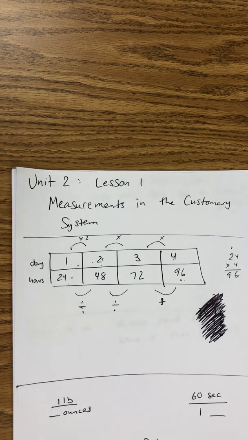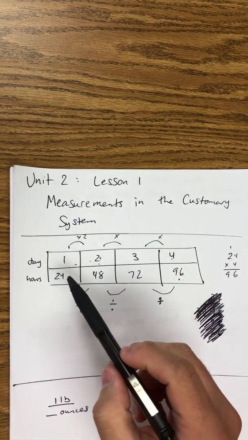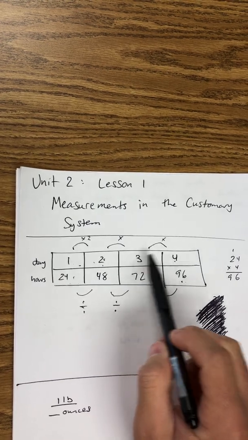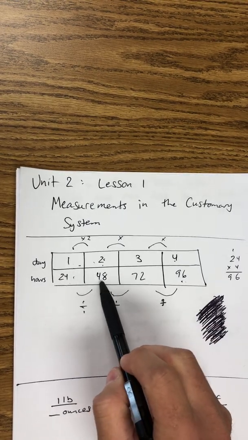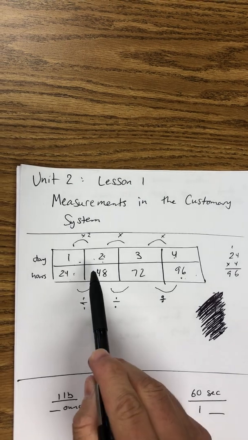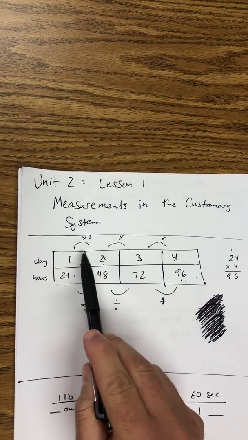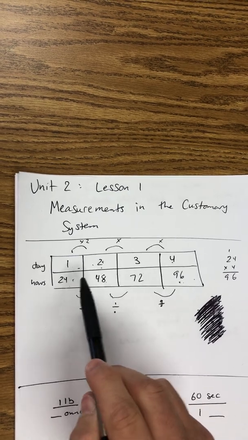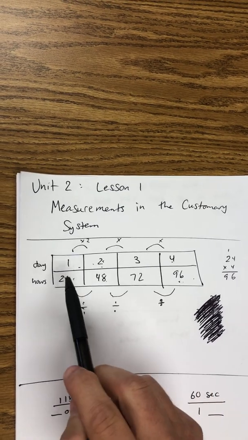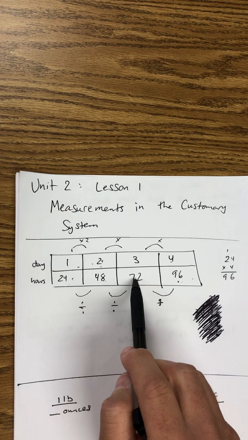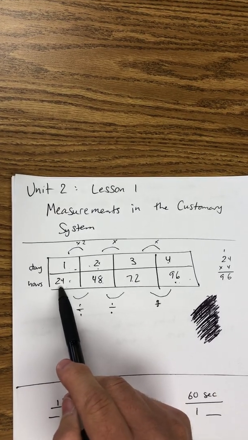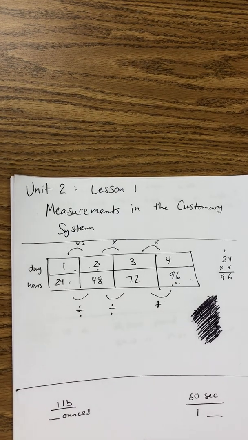Now, as we do that, we need to realize that there's patterns, okay? We are adding 1 day each time, and we're adding 24 hours each time. We're also multiplying, if you think about it. 1 times 2 is 2. 24 times 2 is 48. 1 times 3 is 3. 24 times 3 is 72. 1 times 4 is 4. 24 times 4 is 96.